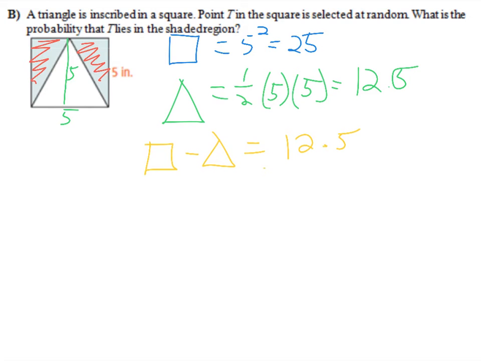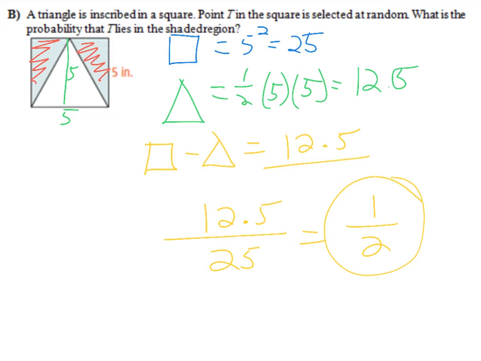So this is my favorable outcome. So I've got 12 and a half on the top. Total of what could happen goes on the bottom, which is 25, and I can simplify this down to a 1/2. So half of the time, that point chosen at random is going to land in the shaded region.